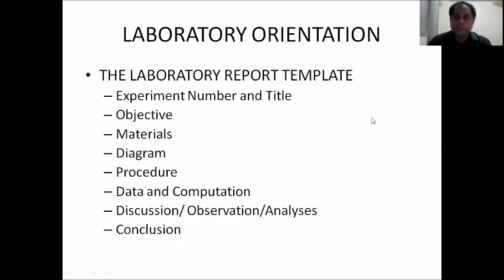So continuing, here are the different parts of your lab report, or your lab experiment paper. If you happen to print it out, you can print it out and pass it as a hard copy.